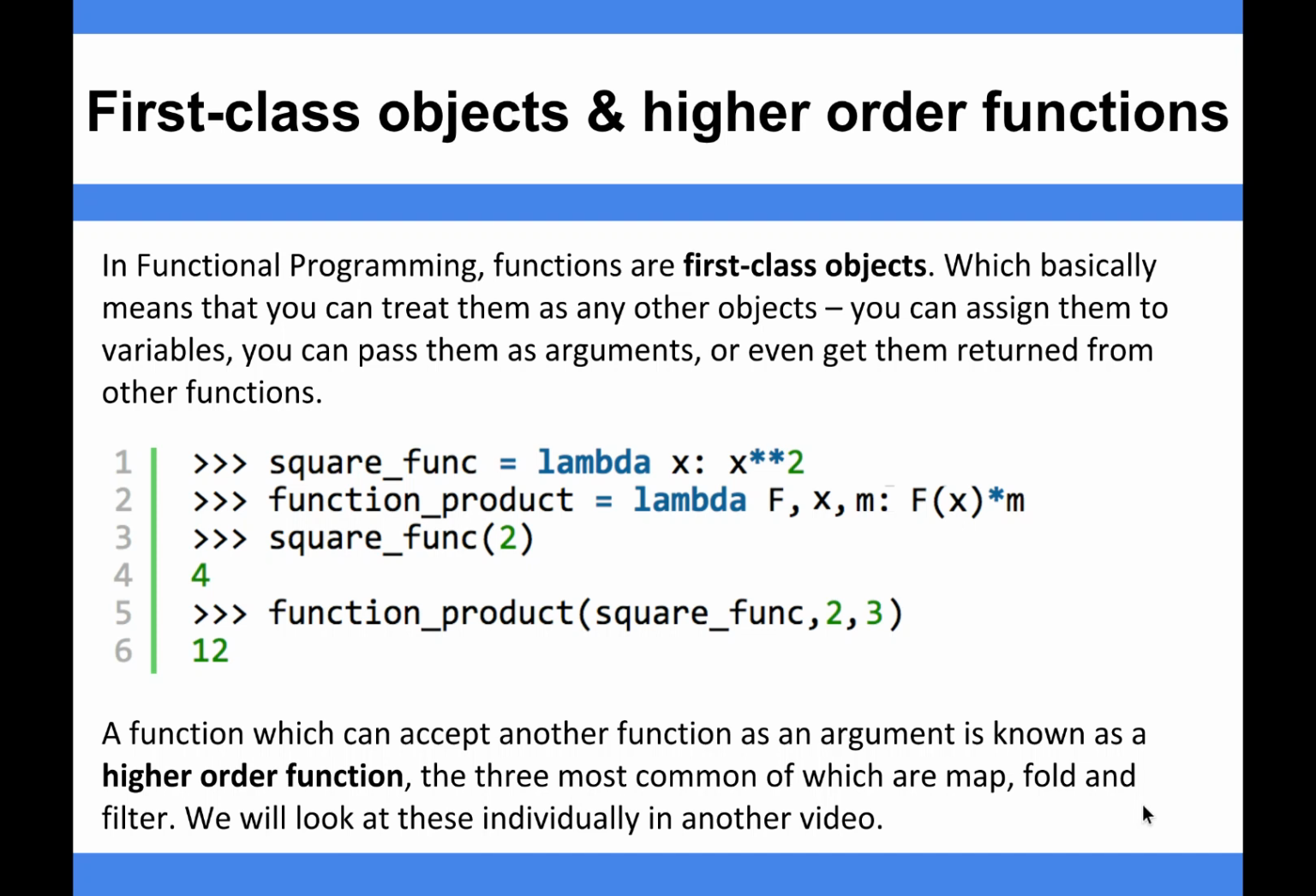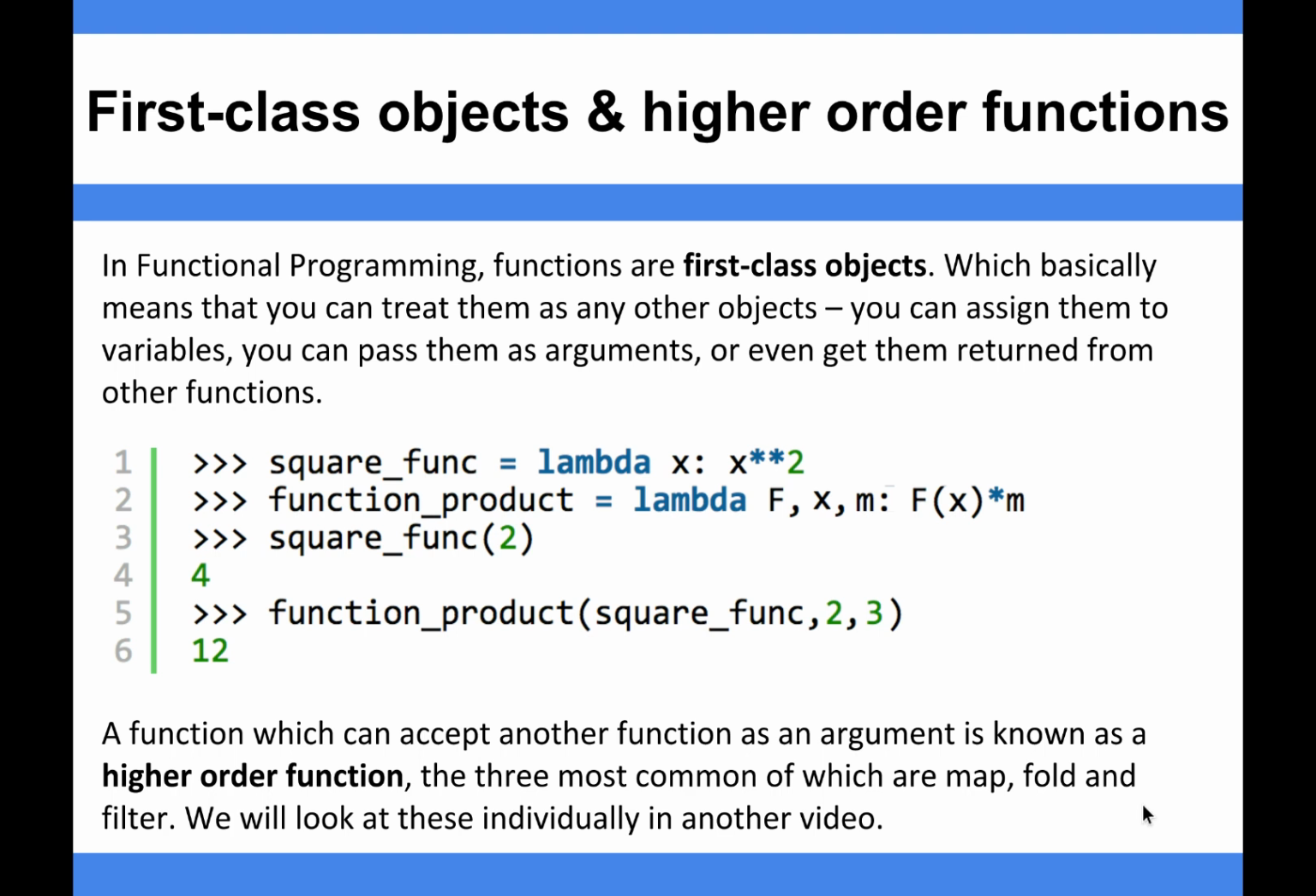So two terms that you need to come to understand in functional programming: first class objects and higher order functions. We've got a little bit of code below that I'll take you through, but you want to try and recreate this and maybe adapt it and do a different version of it. But basically, in functional programming, functions are known as first class objects, which basically means you can treat them as any other objects or data types.